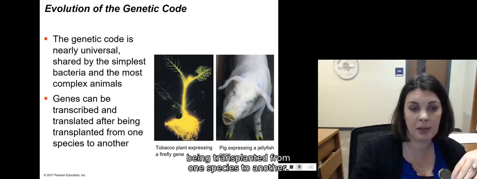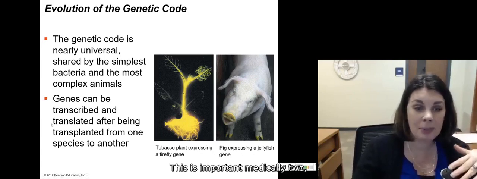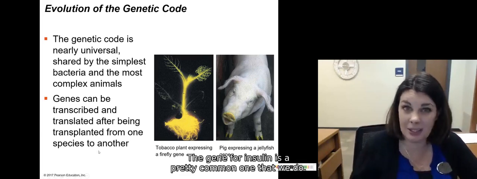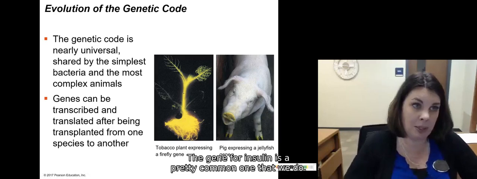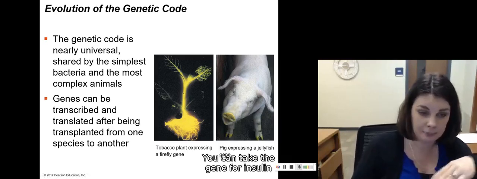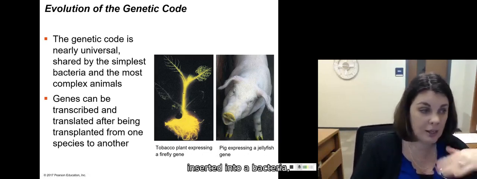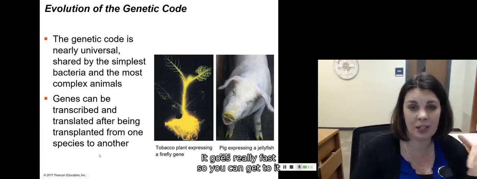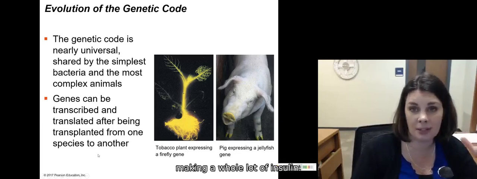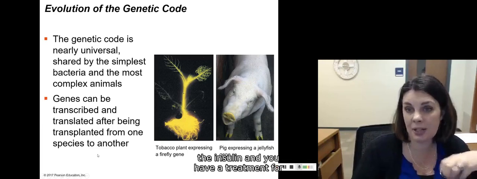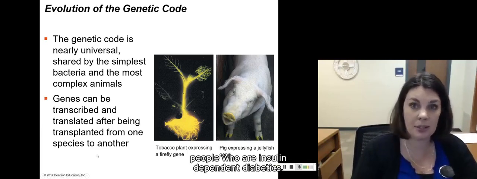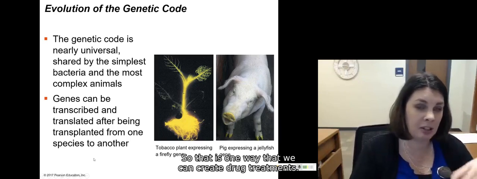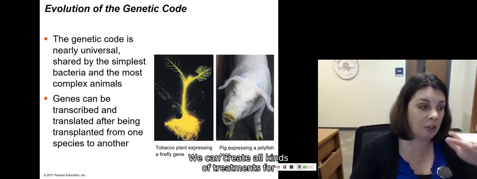Genes can be transcribed and translated after being transplanted from one species to another. This is important medically too. The gene for insulin is a pretty common one that we do. You can take the gene for insulin, insert it into a bacteria, then you can grow that bacteria in a lab. It grows really fast, so you can get it making a whole lot of insulin. Then you purify out the insulin, and you have a treatment for people who are insulin-dependent diabetics. So that is one way that we can create drug treatments.